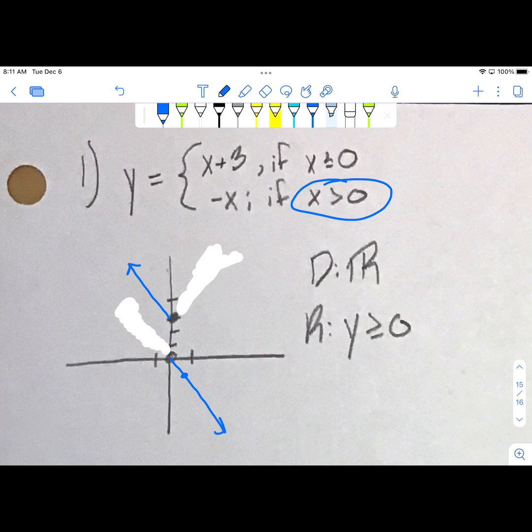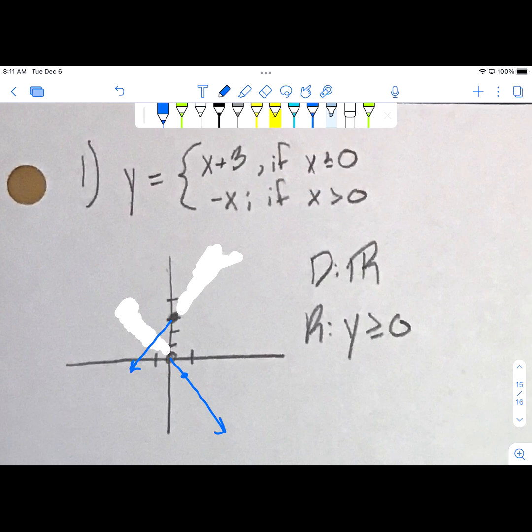Oh no, I messed up again. We want that piece like that. My fault. I'll erase that from the video later.